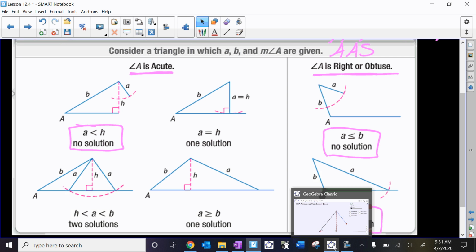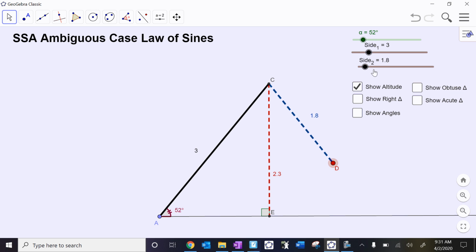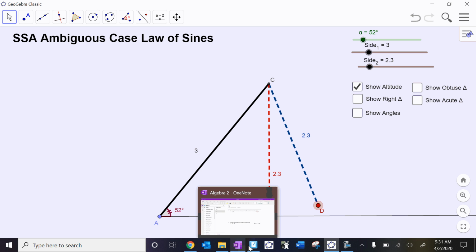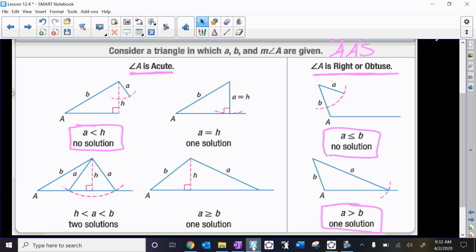If A does equal H, so if I make that side length 2.3 exactly, well then it definitely should form a triangle that is just long enough to make that triangle in there. So if that side length A is equal to the altitude, you end up with one triangle. You can spin it as much as you like, but you're only going to hit one triangle. That one actually forms a right triangle.